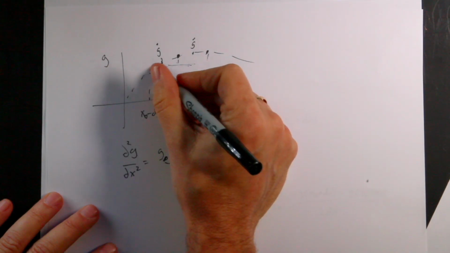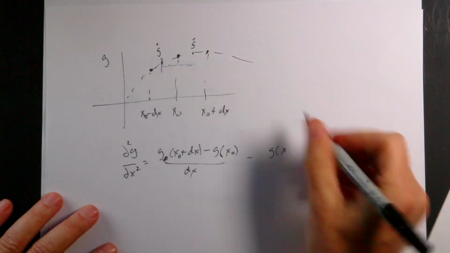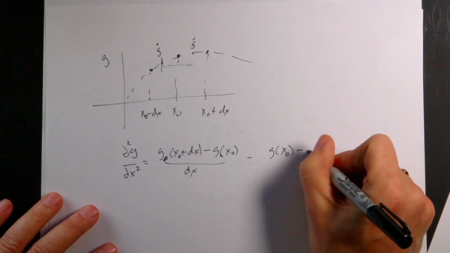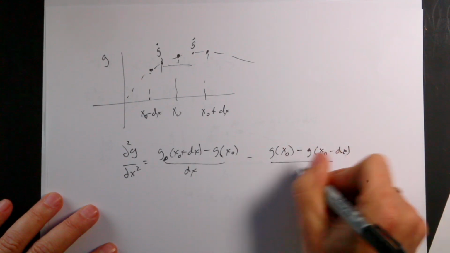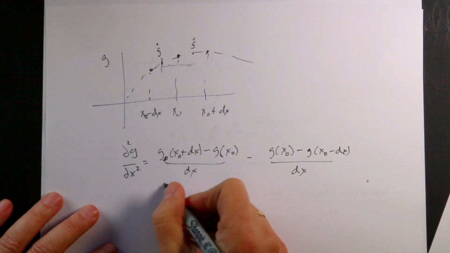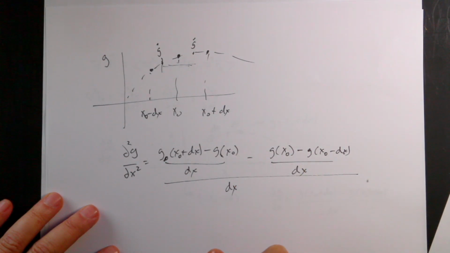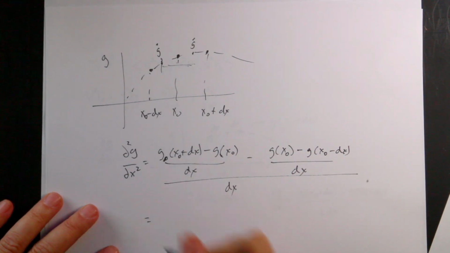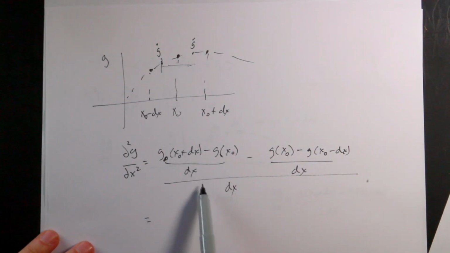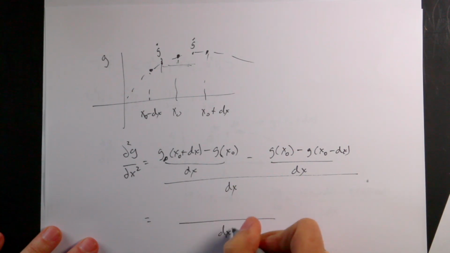And then I'm going to subtract off this slope, so it's minus g of x0 minus g of x0 minus dx, all of that over dx. Those are my two slopes, and then I need to divide that by dx to get the rate of change of the slope. So this actually comes out pretty nice, because first of all, I have over dx squared, right?